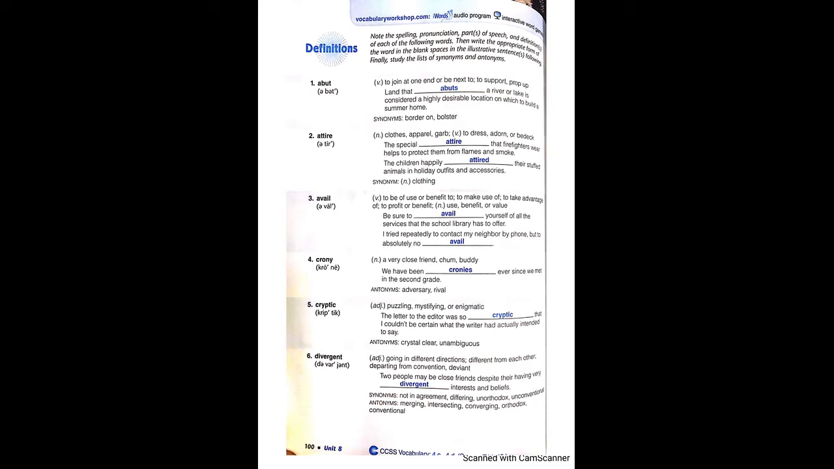Word 6 is divergent. Divergent is an adjective, meaning going in different directions, differing from each other, or departing from convention. Two friends may take divergent paths in life. Or, in a true democracy, divergent groups are not only tolerated, but also protected.